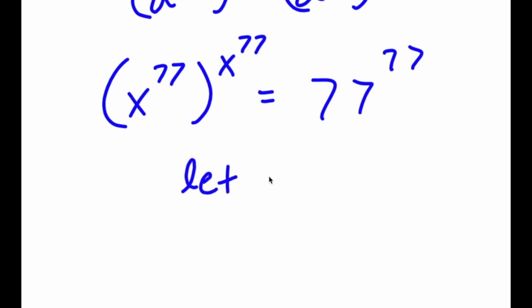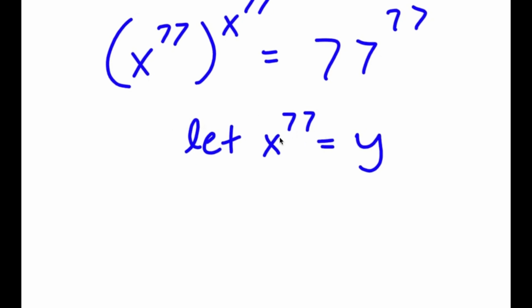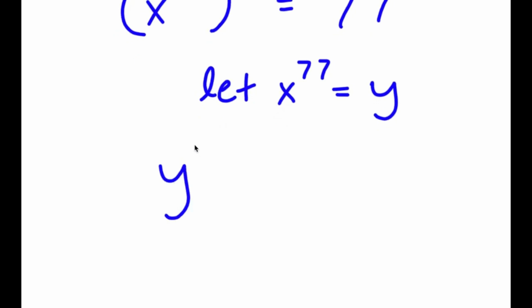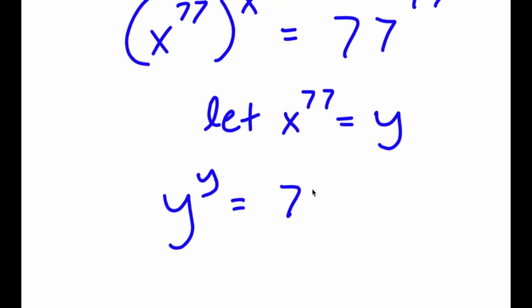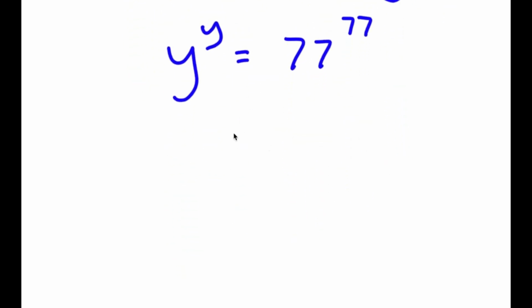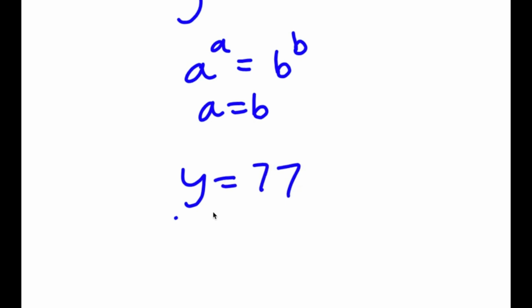Now I'm going to let x to the power of 77 equal the variable y. So if I substitute in y for x to the power of 77, I get y to the power of y is equal to 77 to the power of 77. Now, if I have something in the form a to the power of a is equal to b to the power of b, this means that a is equal to b. So in this case, y to the power of y equals 77 to the power of 77. This means that y equals 77.